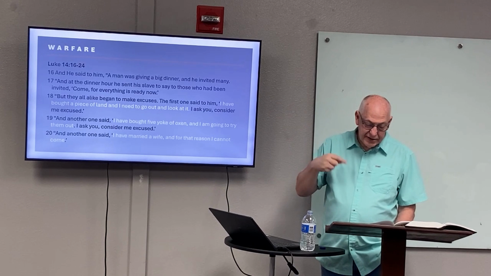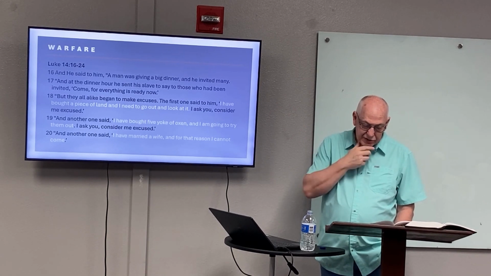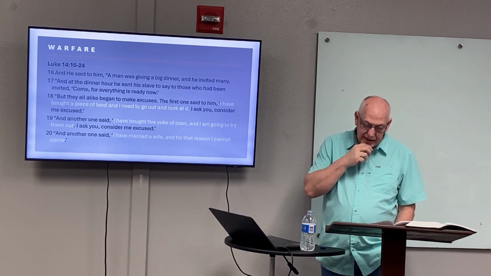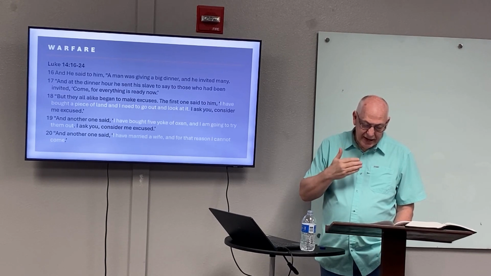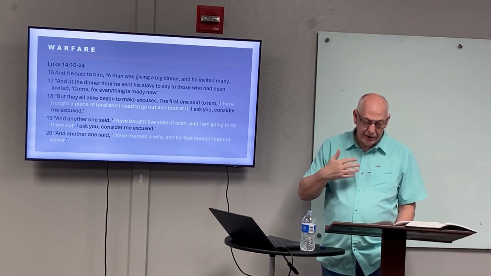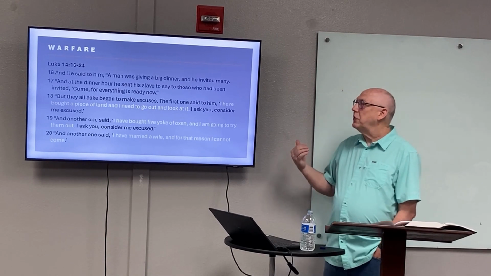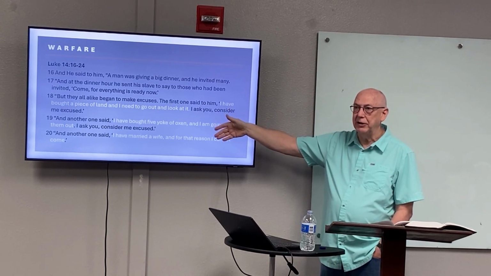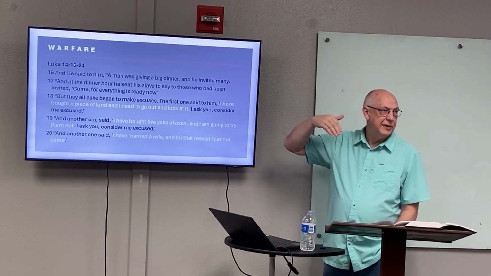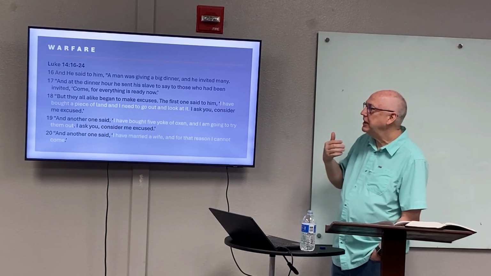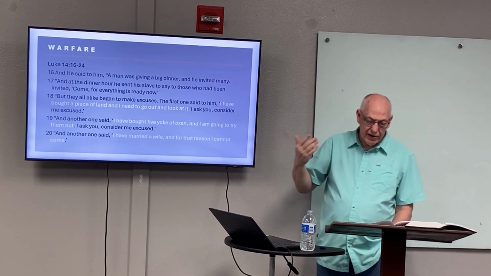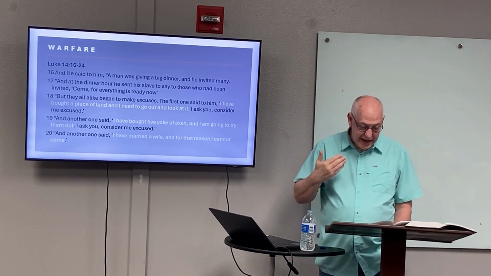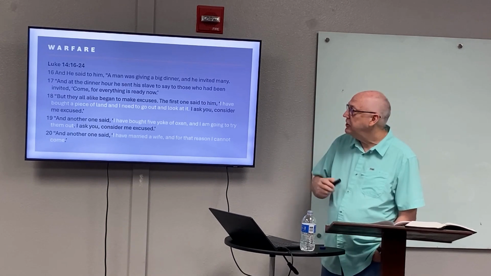And then he said to him, a man who is giving a big dinner, and he invited many. At the dinner hour, he sent his slave to say to those who had been invited, "Come, for everything is ready now." So what is this depicting? What is this a picture of? This parable. Okay, the kingdom of heaven. So we have a host, he's inviting people, and then they all begin to make excuses.